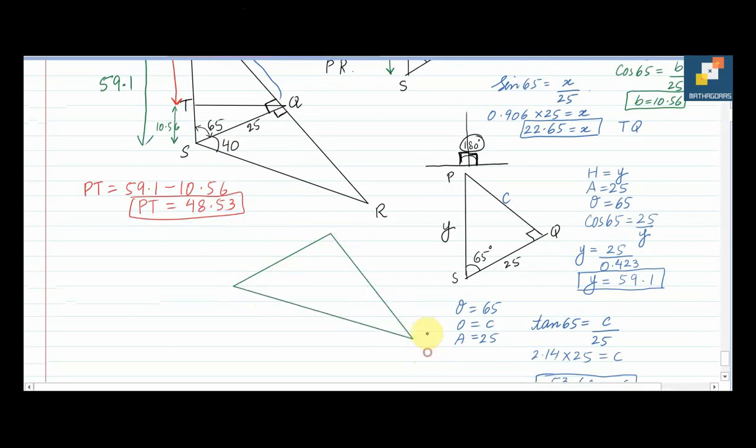Now that is a triangle SQR. We know that it is a right angle triangle and its angle is 40. The length of SQ is 25 and we need to find the value of QR, so let's say it's D.